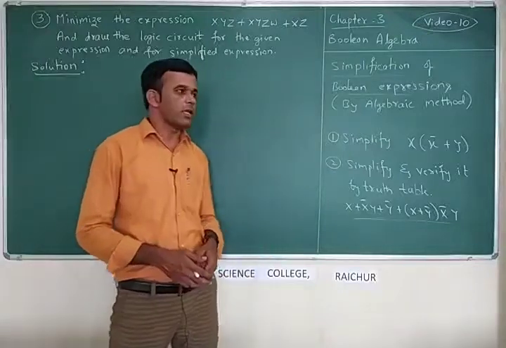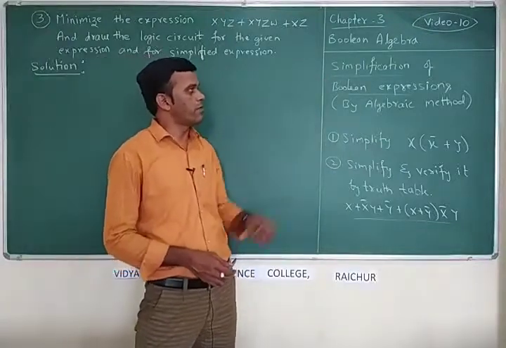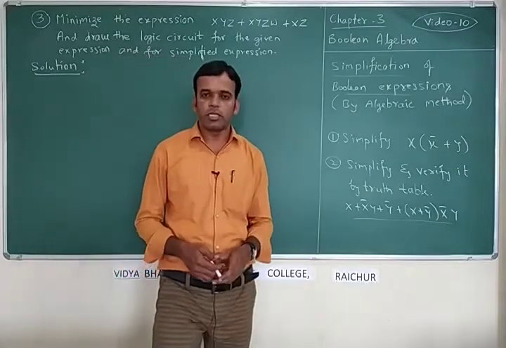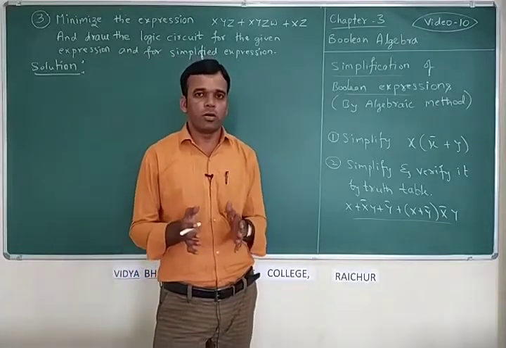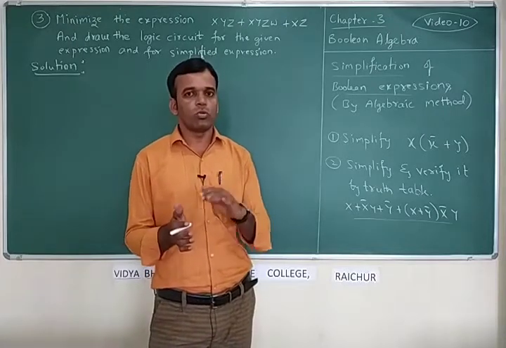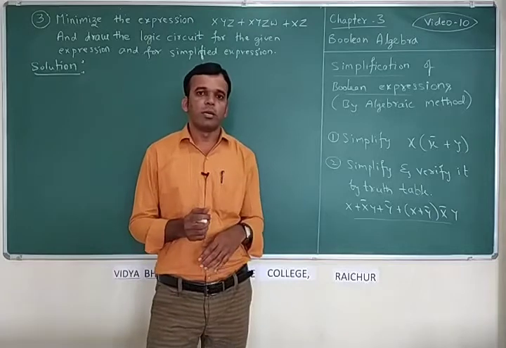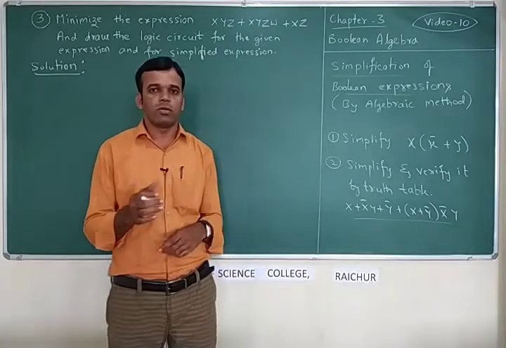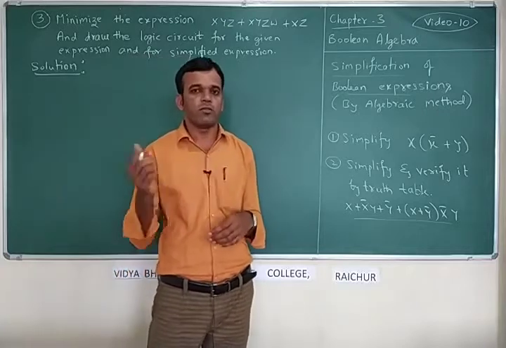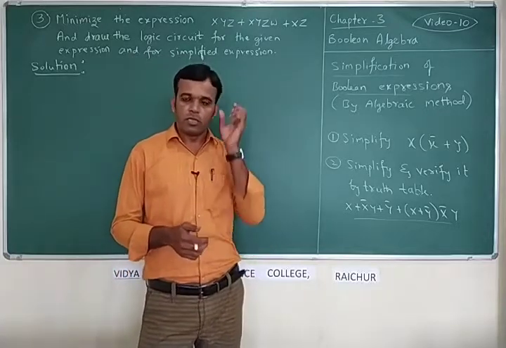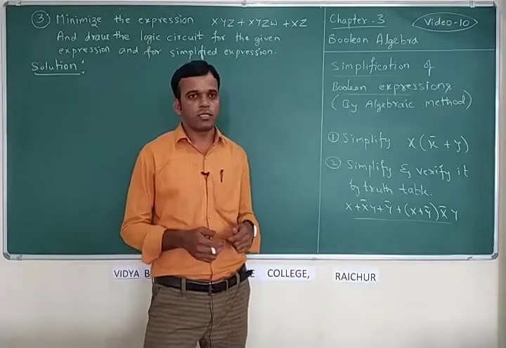Hello students, in the last class I started this topic, simplification of Boolean expressions. There I told you that it's nothing but reducing or minimizing the given Boolean expression into an expression with the minimum number of terms. Overall, we are reducing the size or length of the Boolean expression or logical expression. There we came to know that there are two methods.